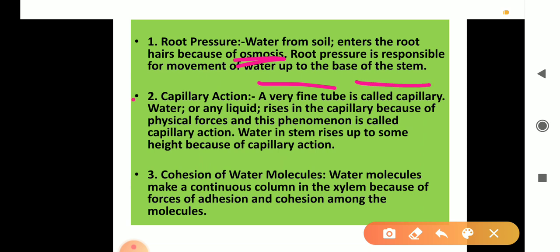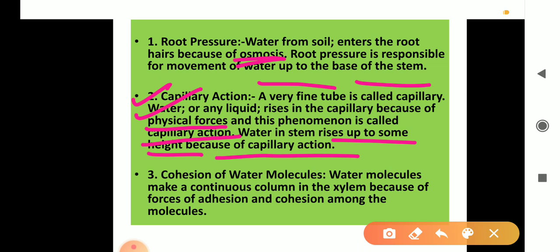Then the second is capillary action. These xylem vessels act as pipes. These are very fine tubes which are called capillaries. And water then rises in the capillary because of a physical force. This phenomenon is called capillary action. Due to capillary action, the water moves upward, and water in the stem rises up to some height because of capillary action.